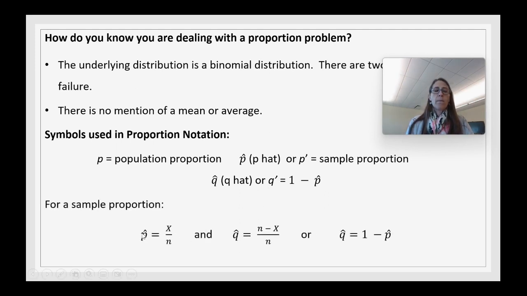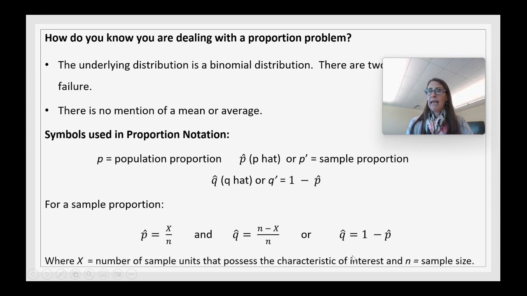So p hat is x divided by n. q hat is n minus x over n, or 1 minus p hat. And x is the number of sample units that possess the characteristic of interest, and n is the sample size. For p hat, it's successes divided by total. For q hat, it's failures divided by total.